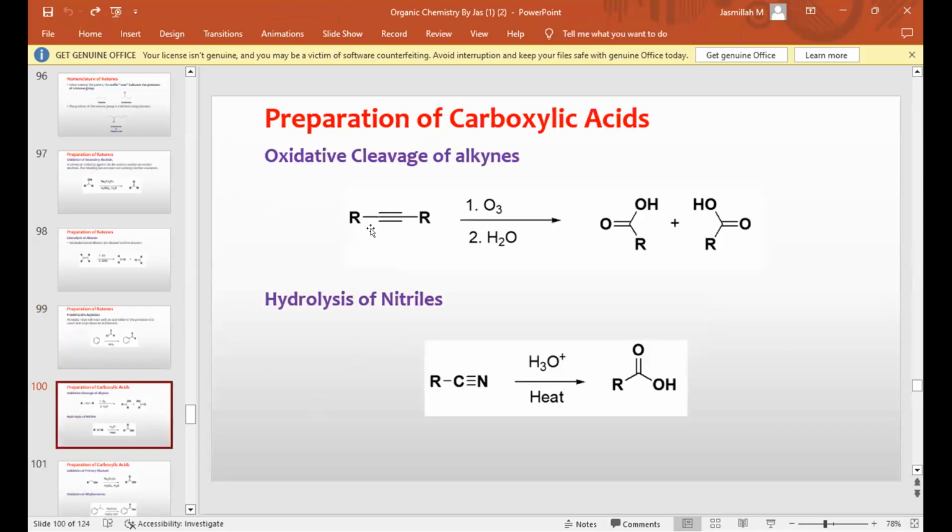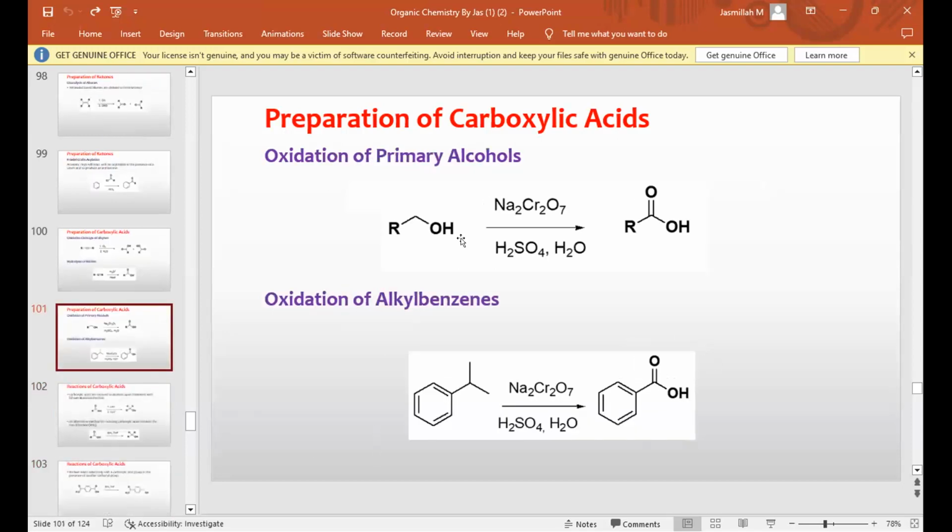And then finally, preparation of carboxylic acids. So we use an alkyne: oxidative cleavage of an alkyne. We start with an alkyne in the presence of ozone and water, and it will give us a carboxylic acid. Then also hydrolysis of nitriles like this: the presence of this ion and heat will also give us a carboxylic acid. Then oxidation of primary alcohols in the presence of sodium dichromate, sulfuric acid and water will also give us carboxylic acids. Also oxidation of alkyl benzene.